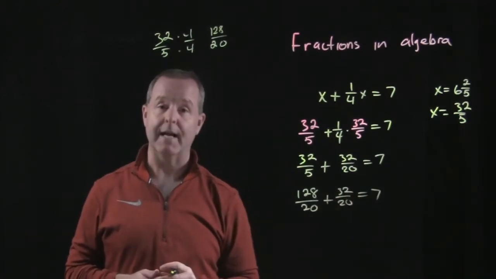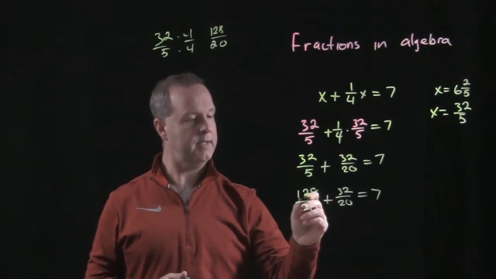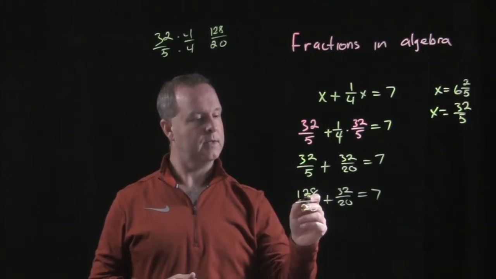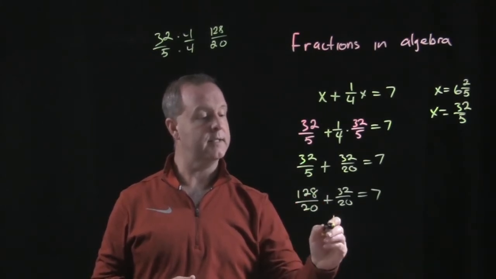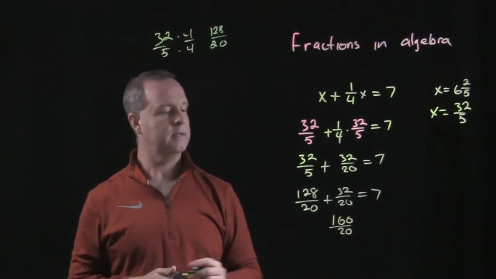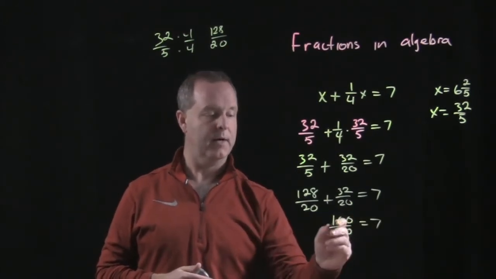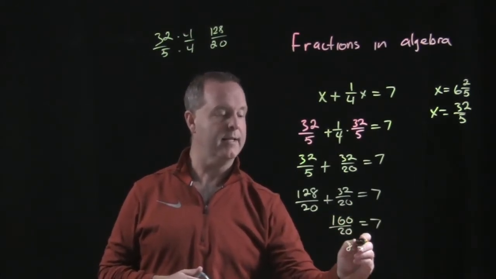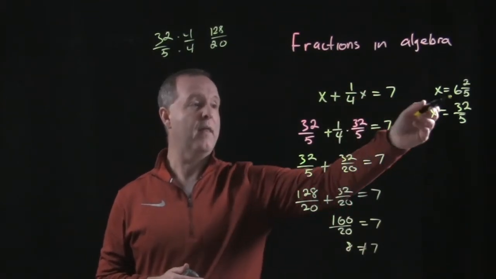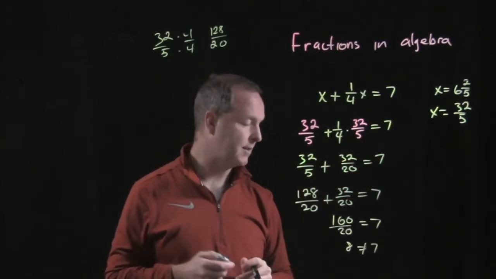And I'm asking, does that equal 7? 128 plus 32 gives me 160, all over 20. Is that correct? 160 divided by 20, does that equal 7? 160 divided by 20 is equal to 8. So 8 does not equal 7. So that tells me evaluating this expression for that value was the wrong value. So that one does not equal out.